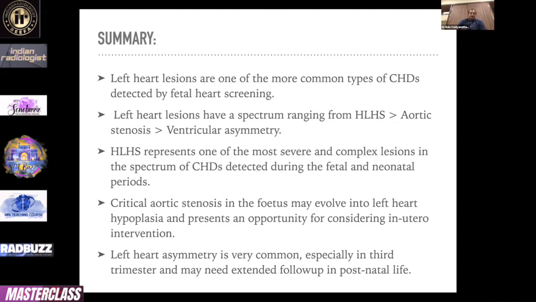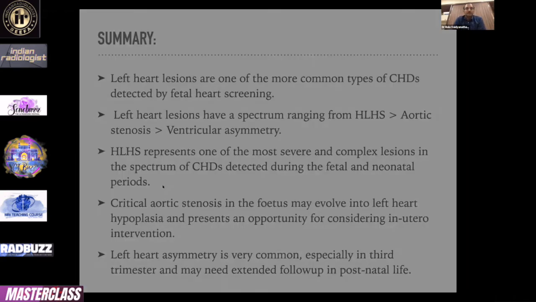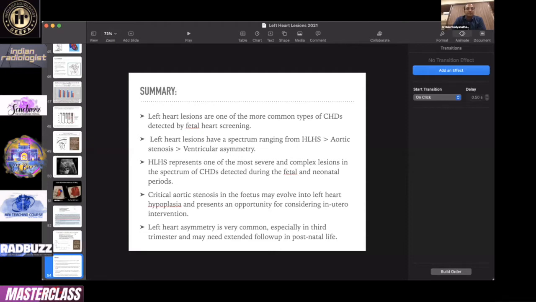Critical aortic stenosis again is a pretty challenging lesion. In a very specialized unit for a very motivated family, the possibility of in utero intervention exists for this lesion by careful case selection. While the much more common of the whole spectrum is left heart asymmetry, particularly in the third trimester. Many cases may not have any problems, but it's important to do a postnatal evaluation. And in this context, please remember the redundant foramen ovale, because it may be a masquerader for pseudo coarctation like situations. So thank you very much, and I can take the questions now or later.